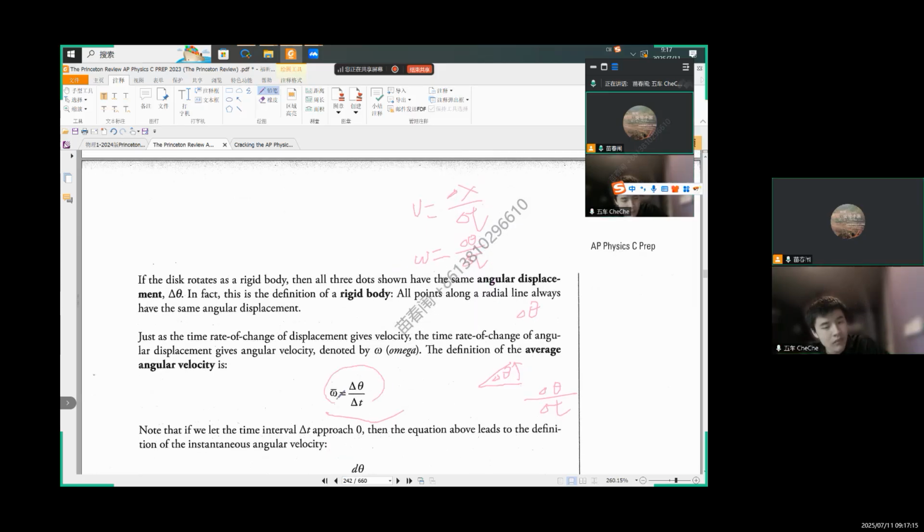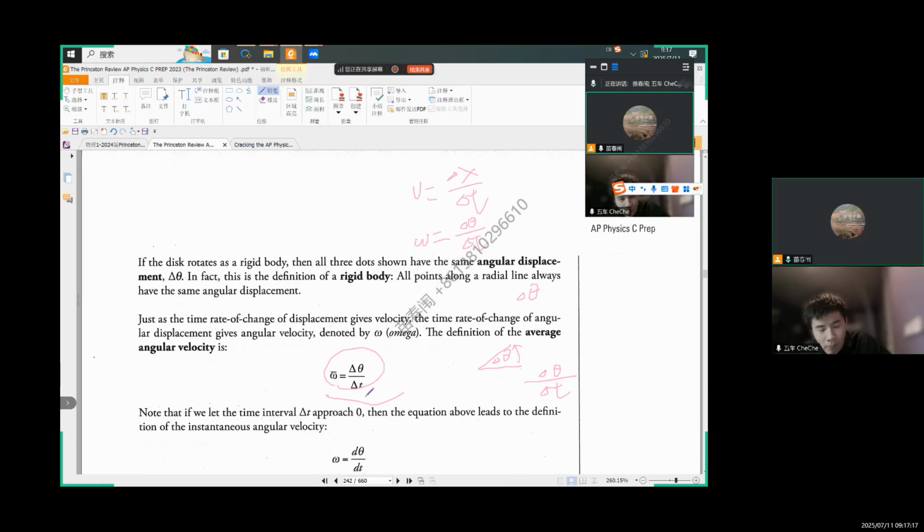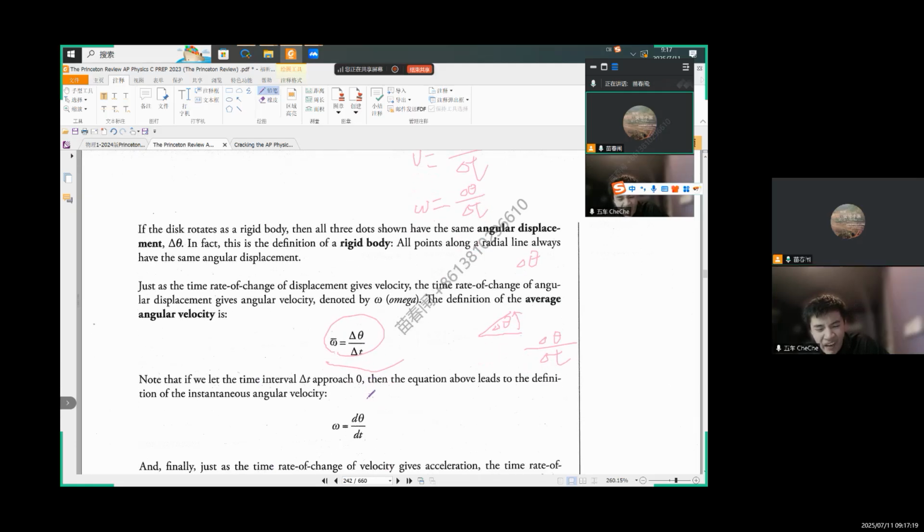And because of this rate of change, I can also talk about the instantaneous rate of change of angular velocity, which is d theta over dt. That's making sense too, right? That's how fast it's changing at this moment, just like the derivative of velocity is how much it's changed over how much time.